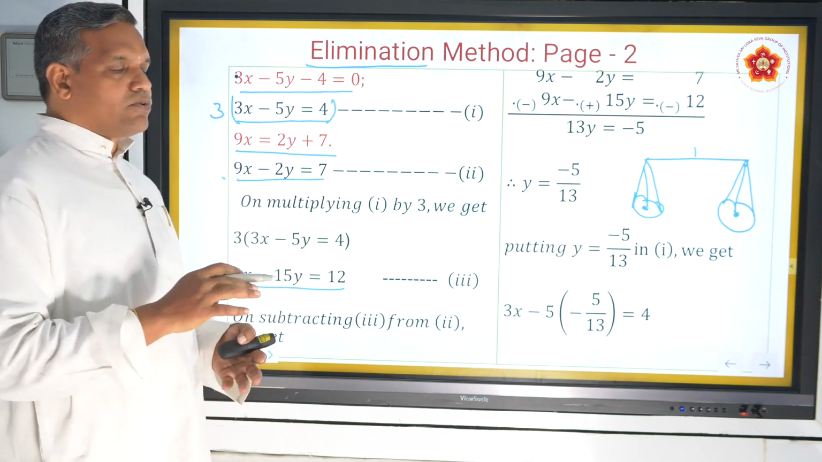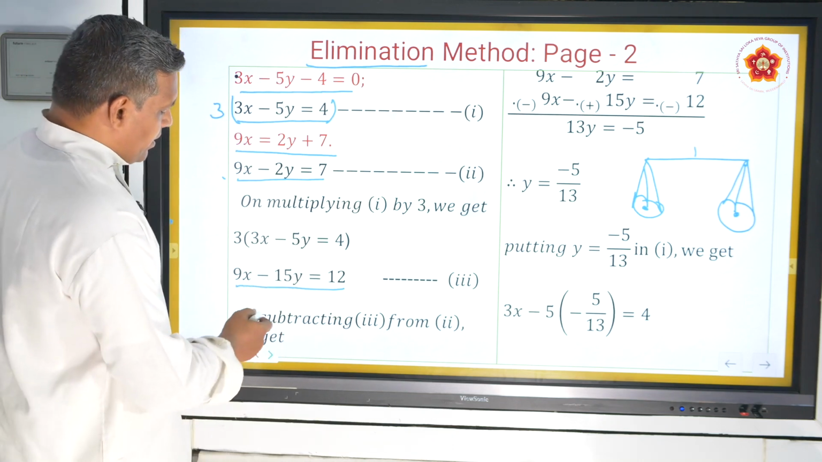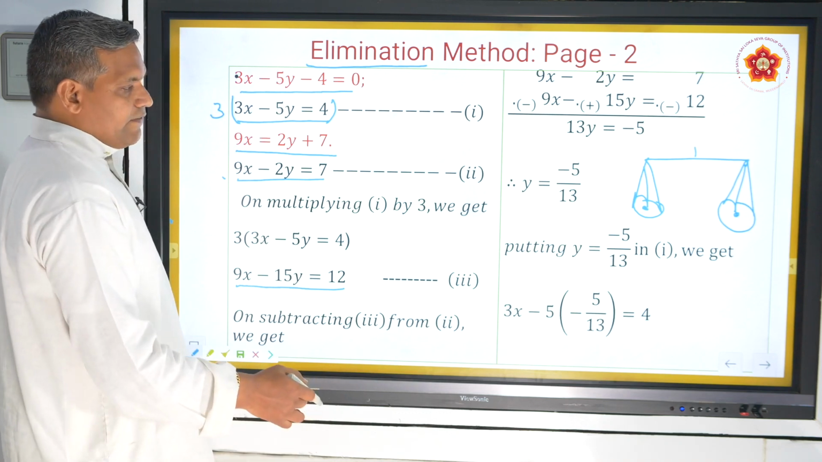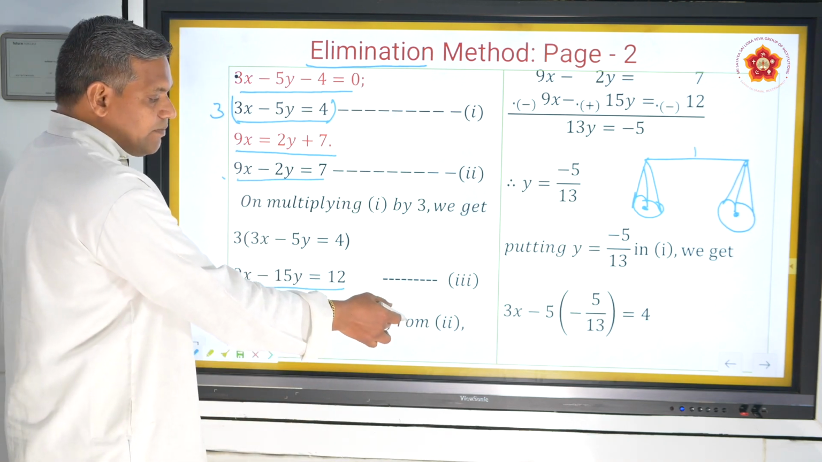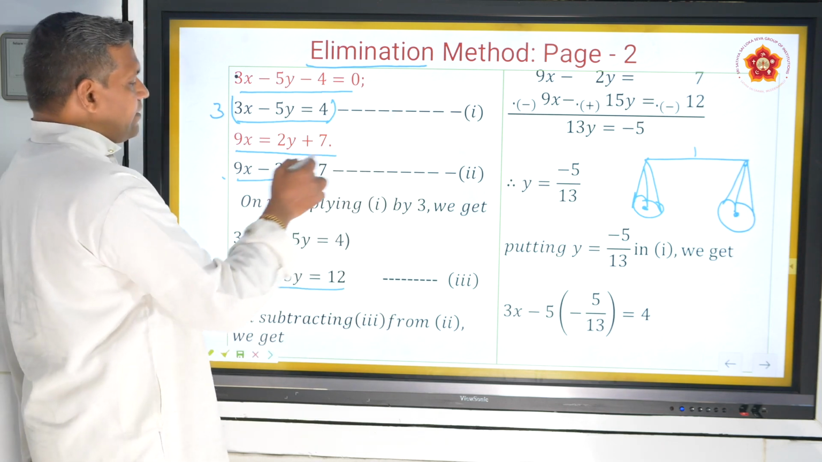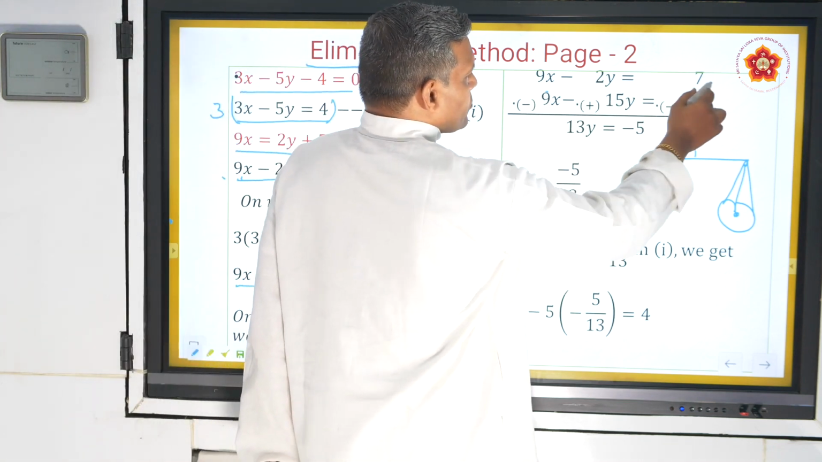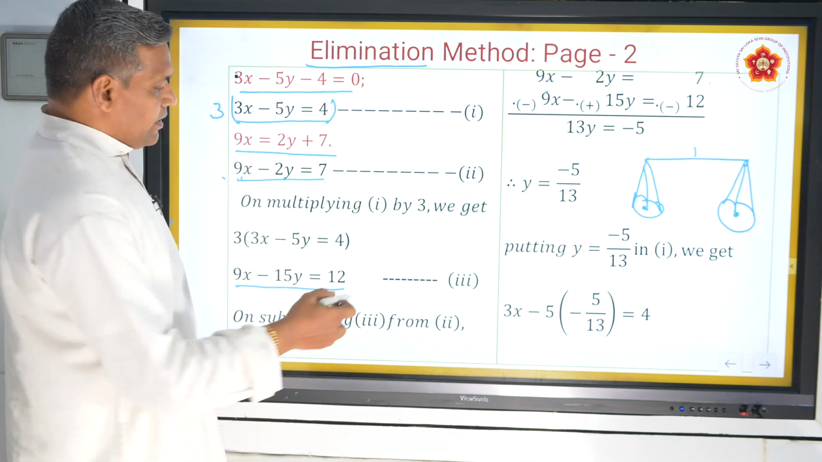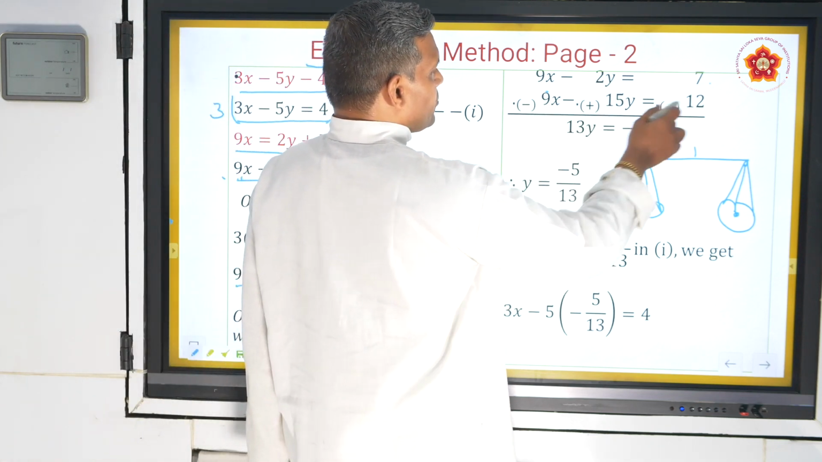Now my method is elimination. I have to get rid of 9x. I will put one below the other. So on subtracting equation number 3 from equation number 2. Which is equation number 3? This is equation number 3. From equation number 2. Equation number 2 is 9x minus 2y is equal to 7. That is my equation number 2. From that I should subtract equation number 3, which is 9x minus 15y is equal to 12.